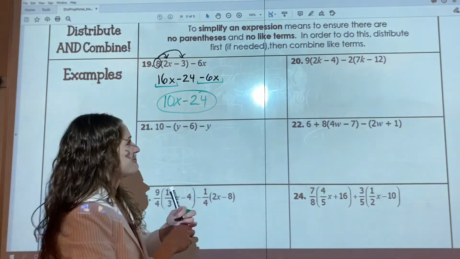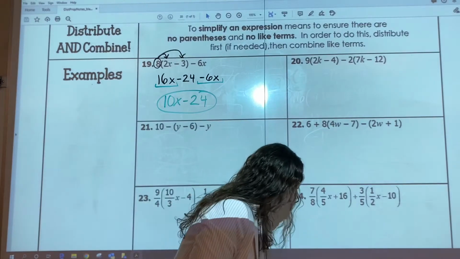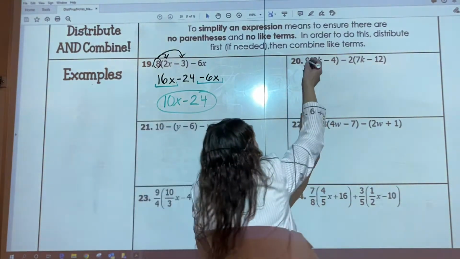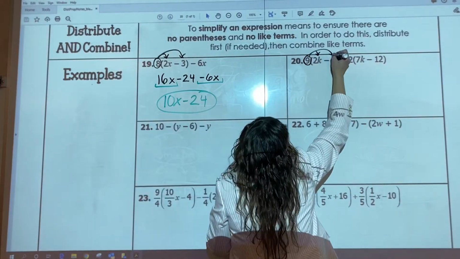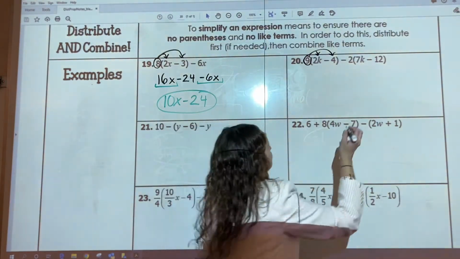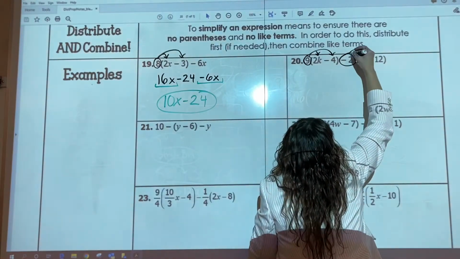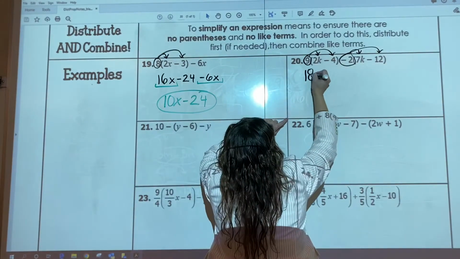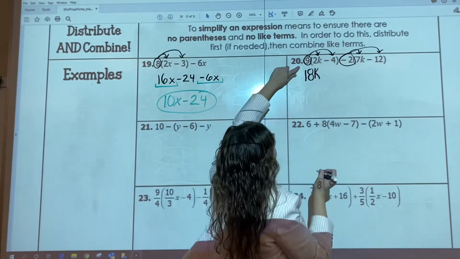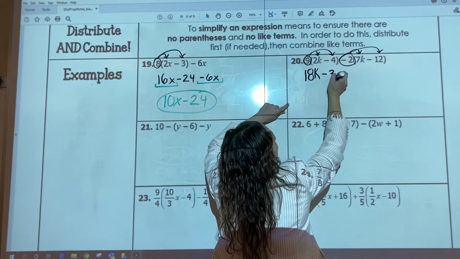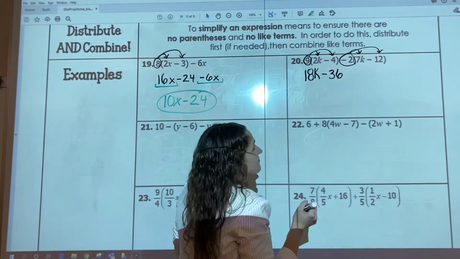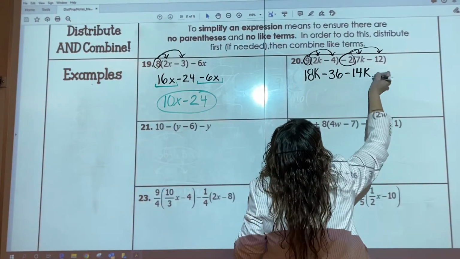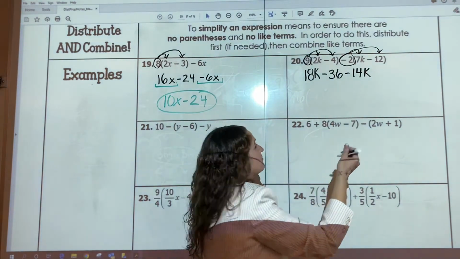All right, let's look at number 20. The first thing I'm gonna do is distribute my two numbers. The first is the 9. The second is the -2. So 9 times 2 gives me 18. And then I don't want to forget my k. 9 times -4 is -36. -2 times 7k is -14k. -2 times -12 is a positive 24.